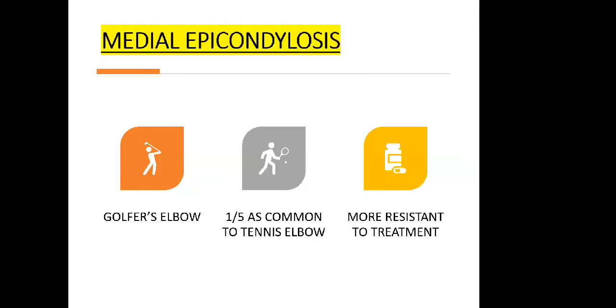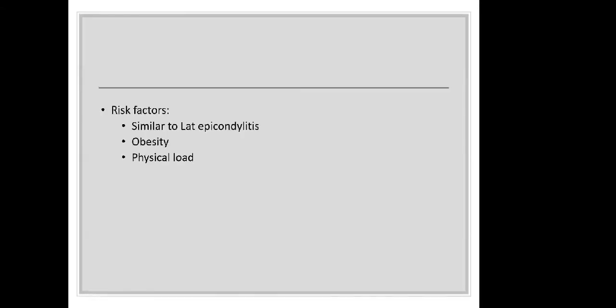So next is medial epicondylitis, also commonly known as golfer's elbow. Less common, only 10 to 20% as compared to tennis elbow, but it is more resistant to treatment compared to lateral epicondylitis. Risk factors are similar to lateral epicondylitis, like smoking, and it also happens more in patients who are obese, and when patients do physical load.